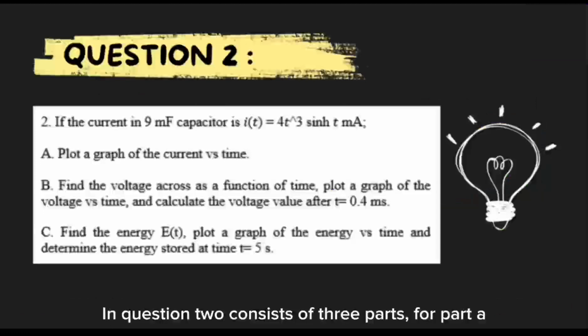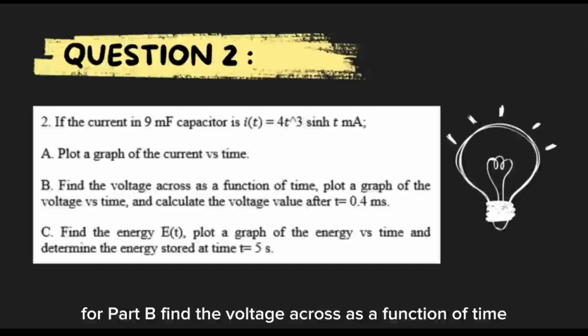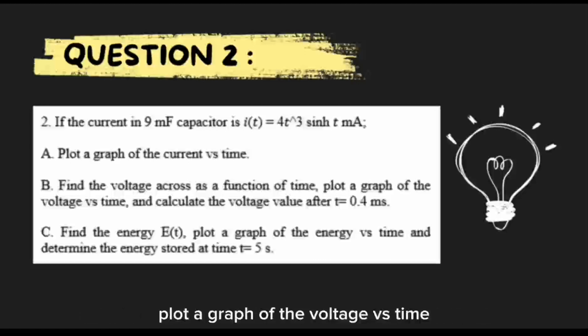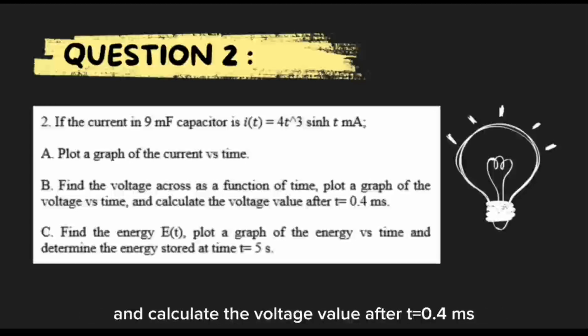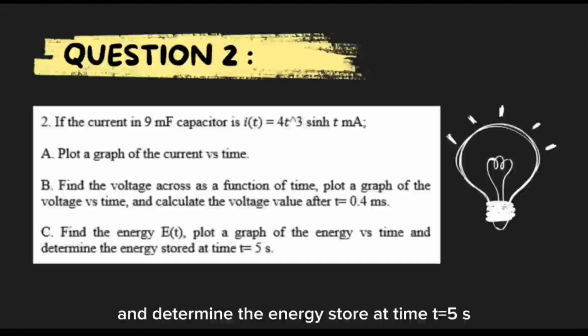Next, question 2 consists of three parts. For part A, plot a graph of the current versus time. For part B, find the voltage across as a function of time, plot a graph of the voltage versus time, and calculate the voltage value after t equals 0.4 millisecond. For part C, find the energy, plot a graph of the energy versus time, and determine the energy stored at t equals 5 seconds.